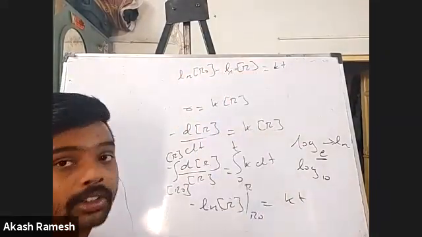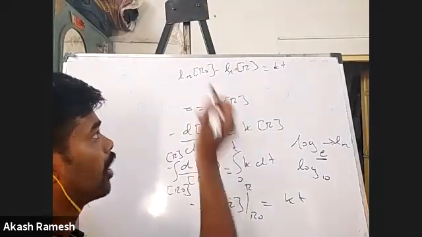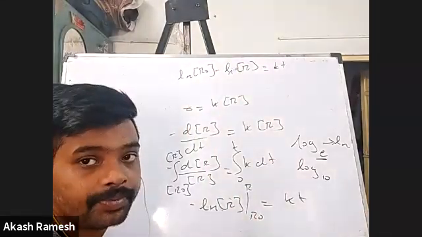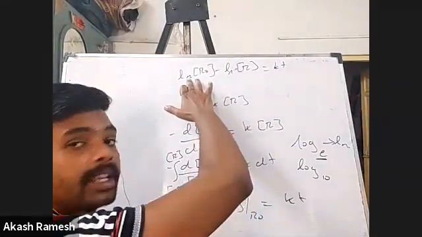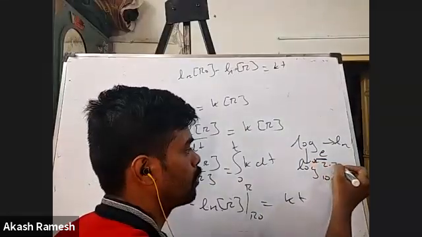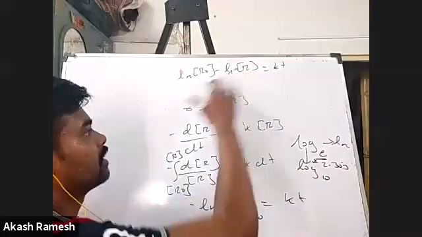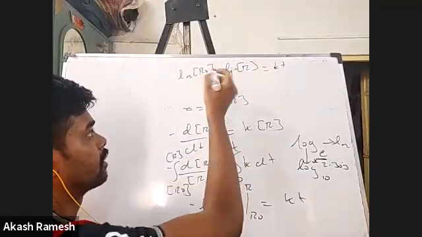Log a minus log b will become log of a by b, right? And I'll convert this ln, log to the base e, into log to the base 10. So what you have to do is multiply by 2.303. If I rewrite this equation, I'll get it like this.